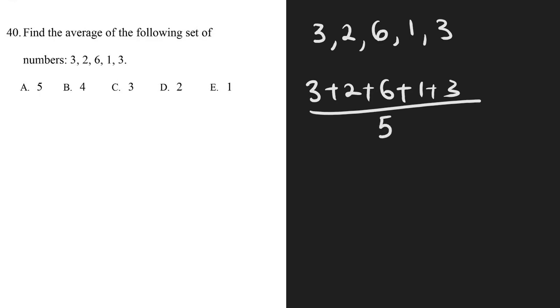Can you see? 3 plus 2 is 5. 5 plus 6 is 11. 11 plus 1 is 12. And 12 plus 3 is 15. So I'm going to give you 15 over 5. And 15 divided by 5 is 3. So this is the average, or we can say this is the mean. Let's check our options. The answer is C.